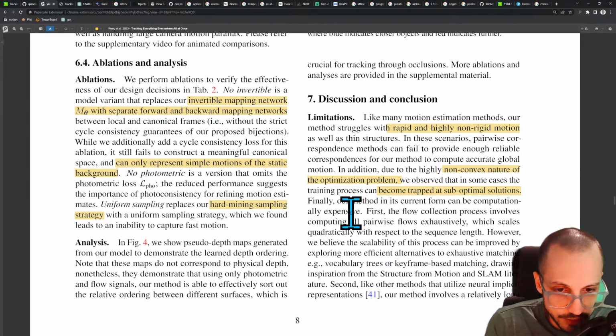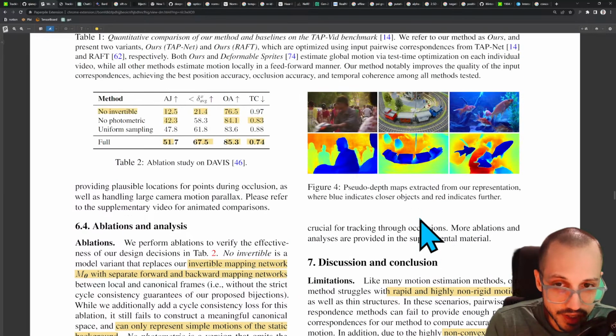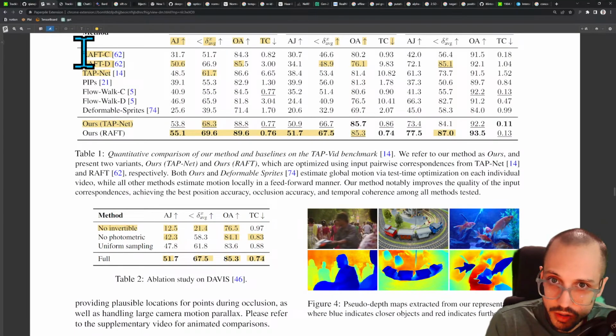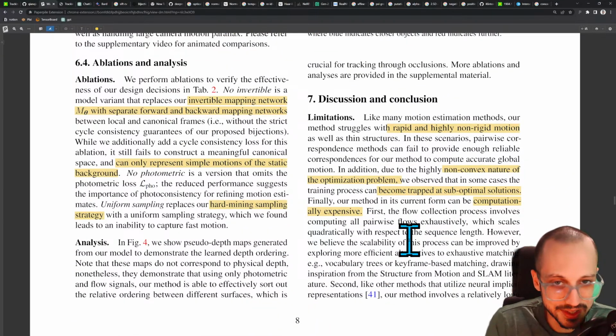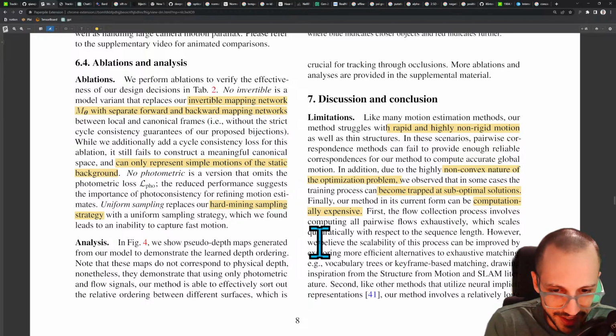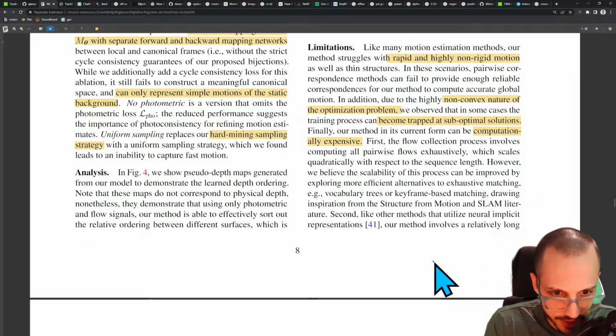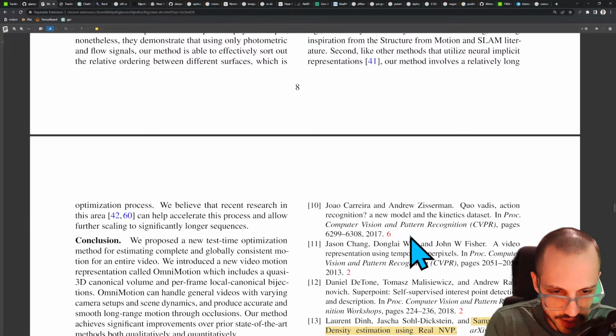Our method in its current form can be computationally expensive. I mean, tell me about it. It's probably even more computationally expensive because you have to initialize it from a starting point, which is itself another type of approach. We believe the scalability can be improved by exploring more efficient alternatives to exhaustive matching. Vocabulary trees or keyframe-based matching. Other methods that utilize neural implicit representations.